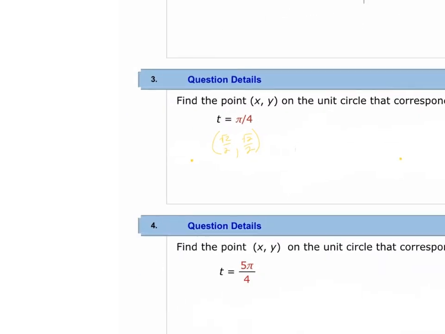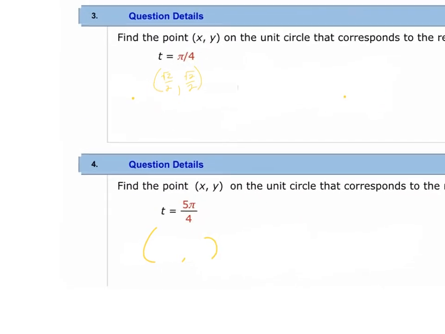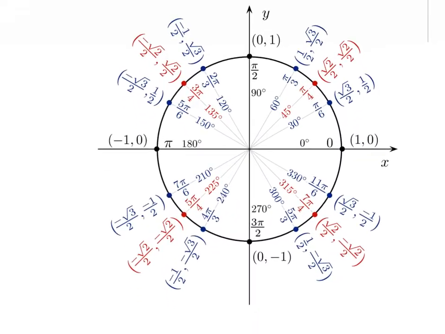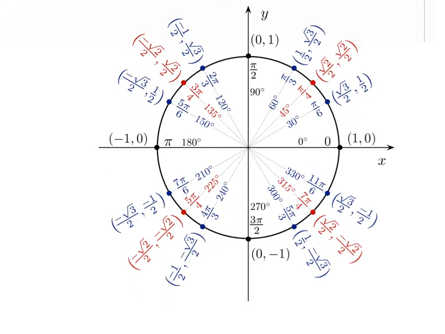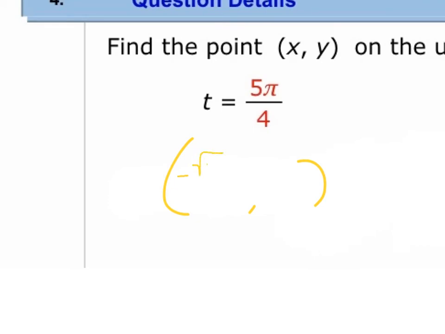Okay, good. So let's go down here to 5 pi over 4. Go to your unit circle. Where is 5 pi over 4? Third quadrant. Same thing, except it's negative. This is where you guys might make mistakes because you're being careless. You have to remember the negative signs.